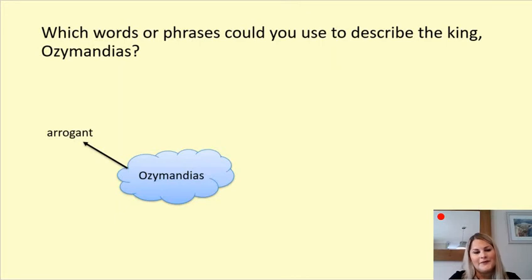So what I would like you to do first with the poem is think about which words or phrases you could use to describe Ozymandias. So I've started you off and I've said you could call him arrogant. You might also have cruel, powerful, any of those sorts of things. So you're thinking about what he's like, what that character's like. I'd only spend a couple of minutes on this task, so pause the video now, do the task, and then come back.